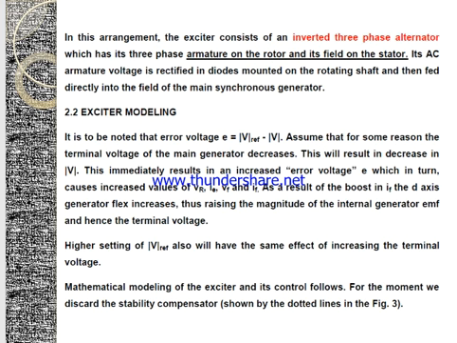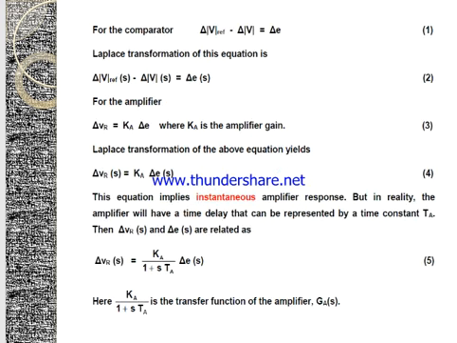As a result of the boost in the field current, the D-axis generator flux increases, thus raising the magnitude of the internal generator EMF, and hence obviously the terminal voltage will also increase. If you set the V reference voltage at a higher level, it will also have the same effect of increasing the terminal voltage. So let us see the mathematical modeling.